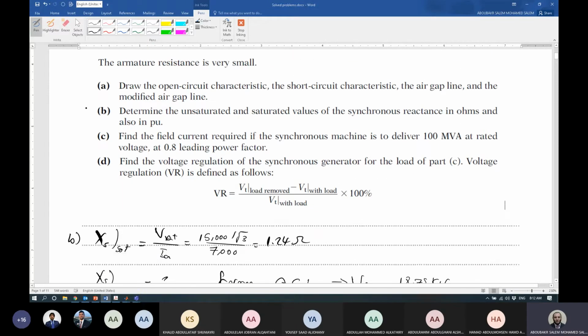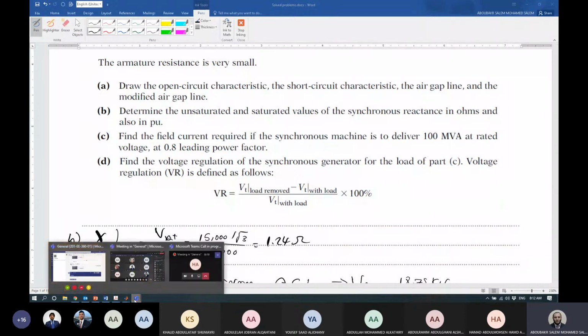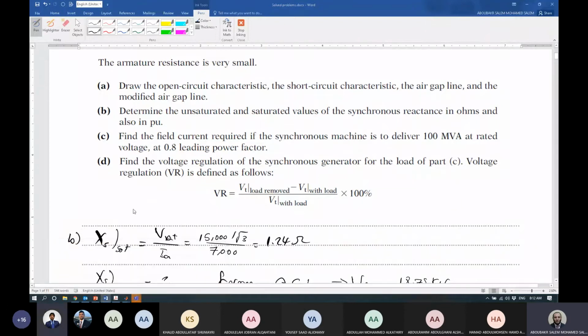In part C here, any question يا شباب please. If you have any question, you can ask directly, no need for chat messages.